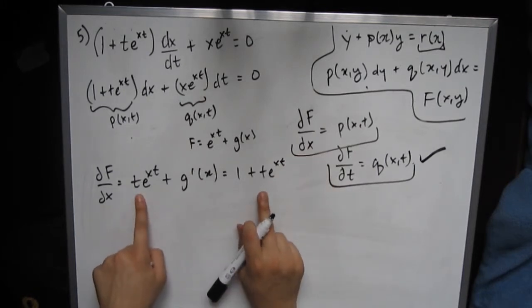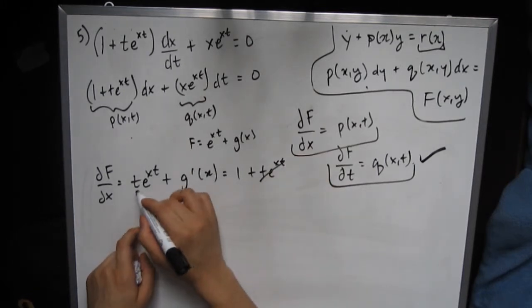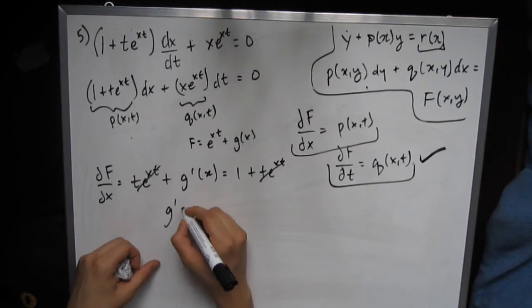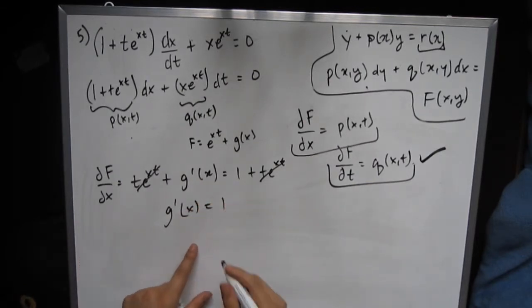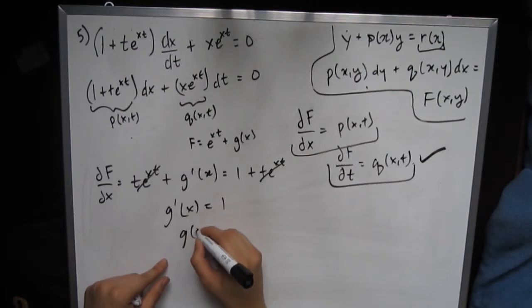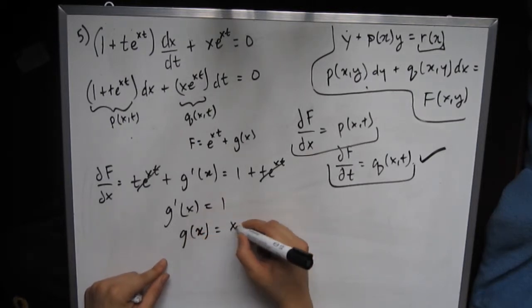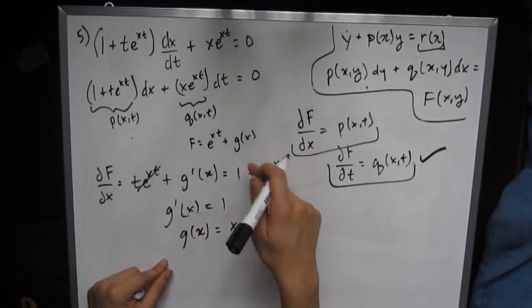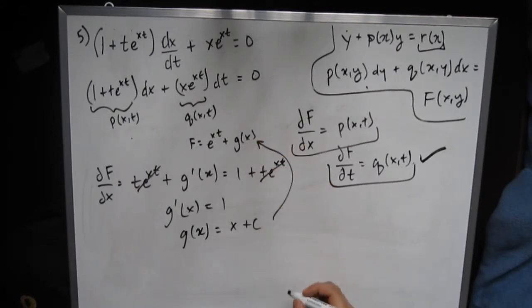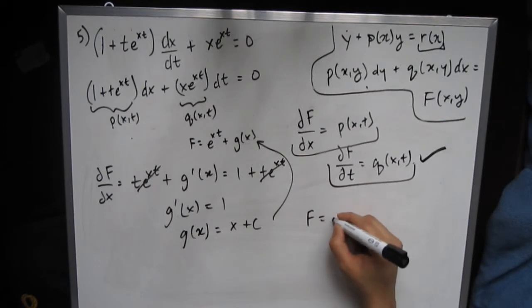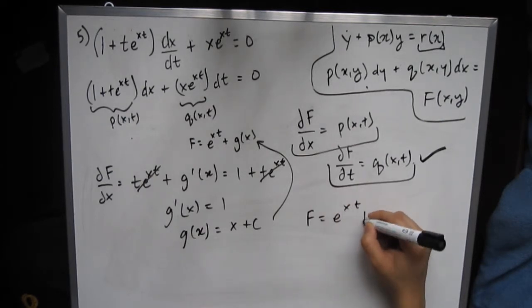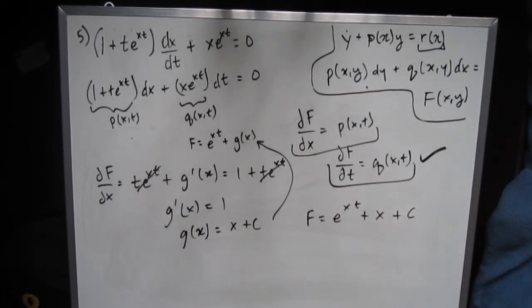And if you notice, you have two t e^(xt) terms, so you can just cancel them out, and you're left with g prime of x equal to 1, which means your g of x is equal to x + c. So now you can go ahead and substitute this into this equation. So you get f is equal to e^(xt) + x + c.